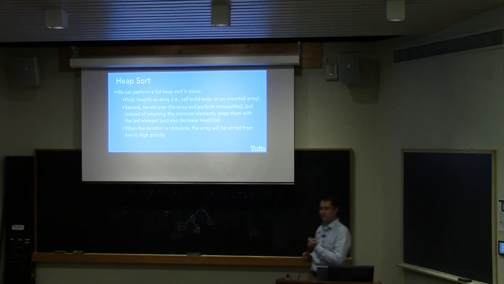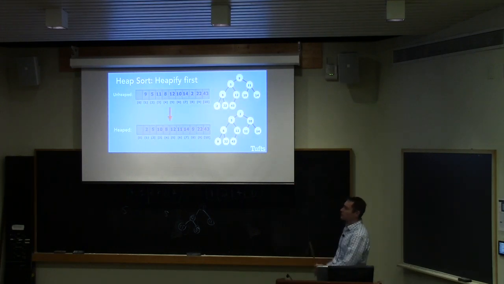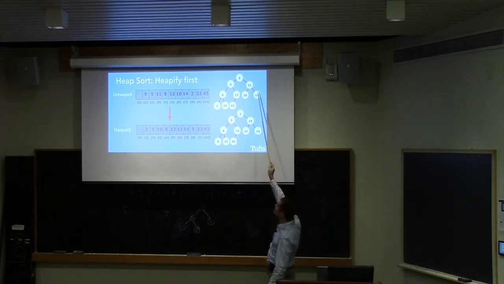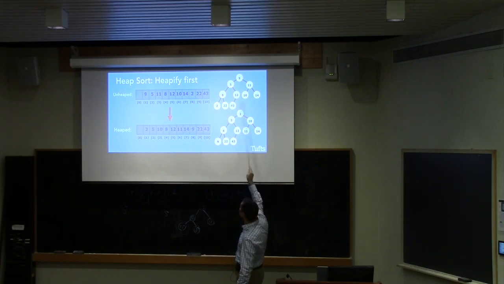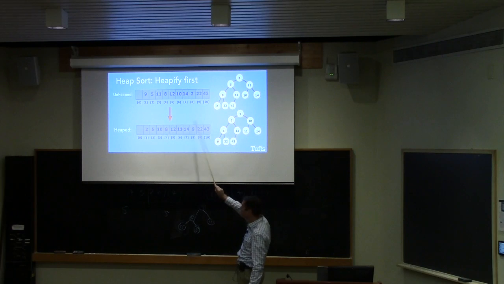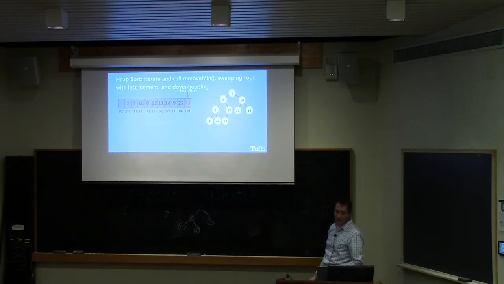Let me show it to you. This will probably help. First things first, you heapify it. So you go from this 9, 5, 11, 8, 12, 10, 14 random order, right? And you heapify it, right? And we did that the other day, so I'm not going to go through how to do that again. But we heapify it. And this is now a heap, correct? It happens to be a min heap, but it's a heap, right? Okay. So then you go from there. You say, fine.